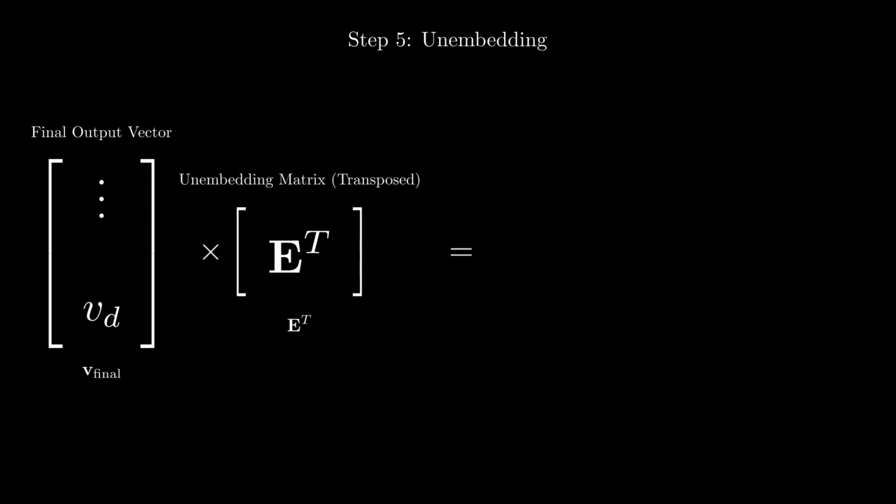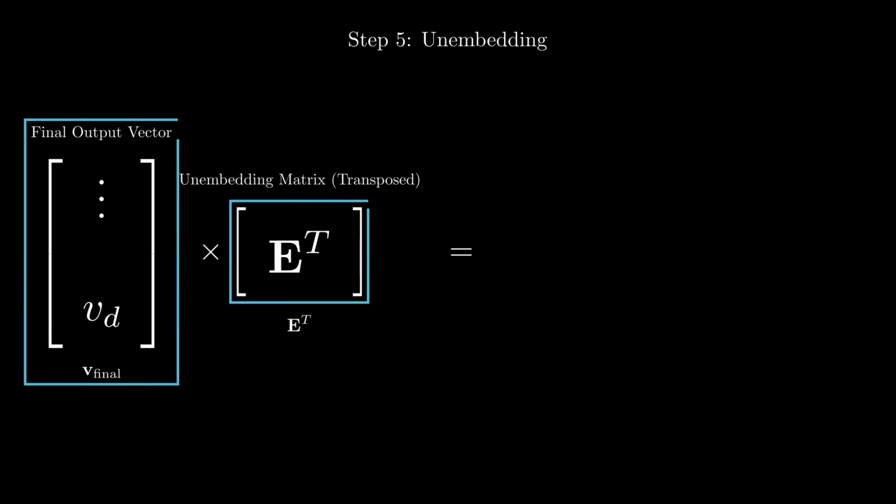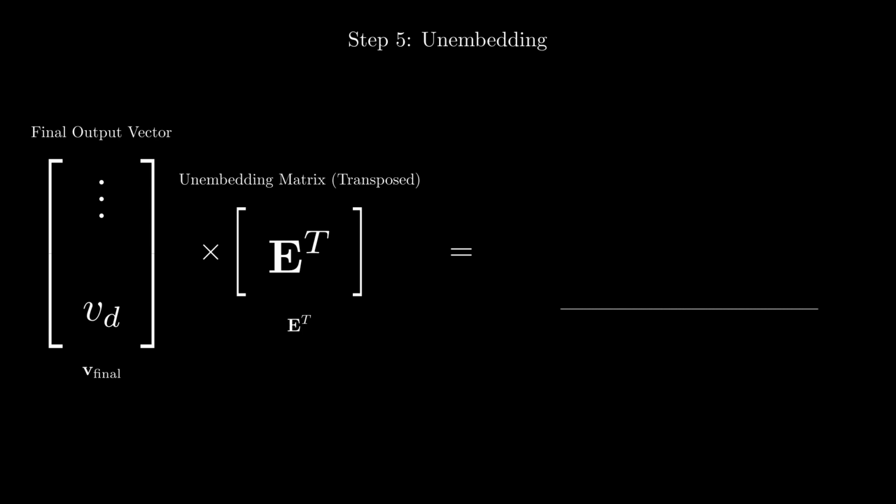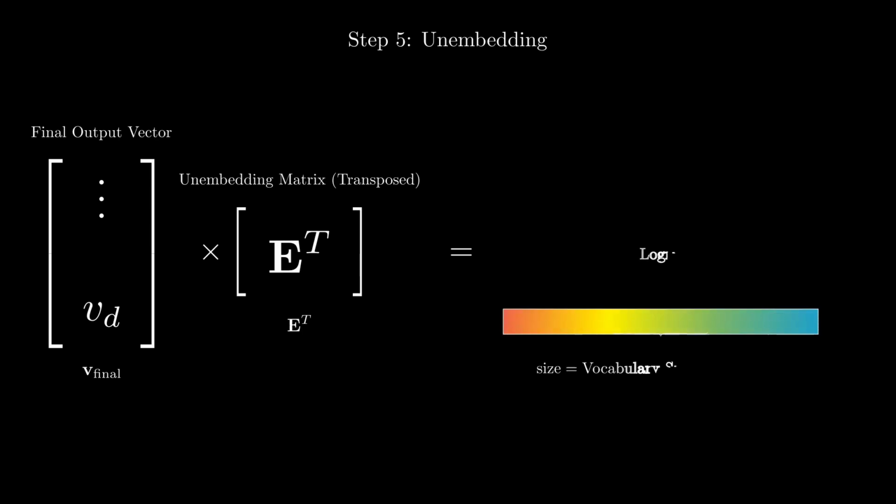The process is now a straightforward matrix multiplication. We take our final, context-rich output vector and multiply it by this transposed unembedding matrix. The result of this operation is a new, very long vector. This vector contains the raw, unnormalized prediction scores for the next token. In machine learning, these raw scores are called logits.